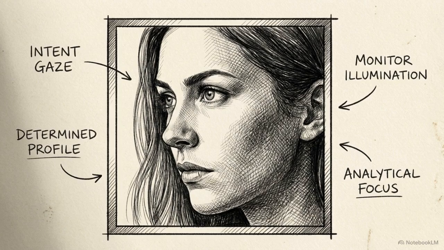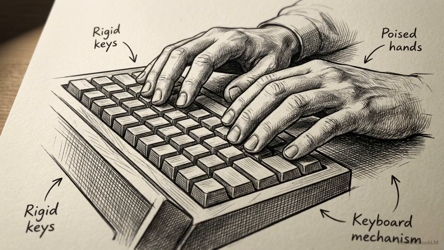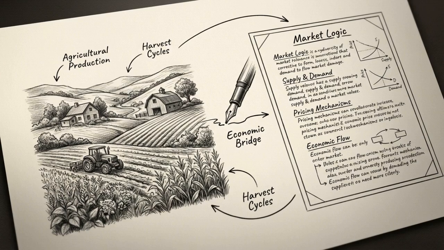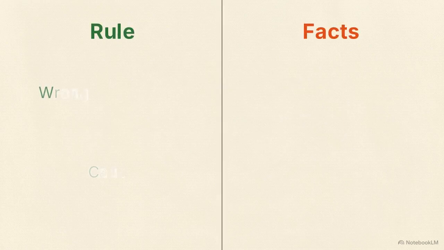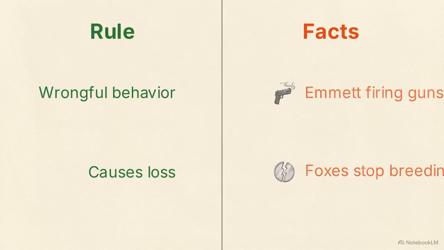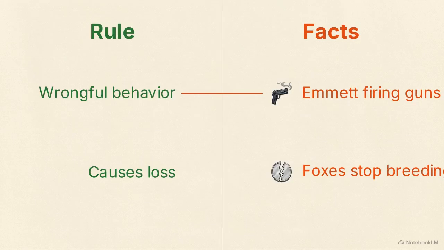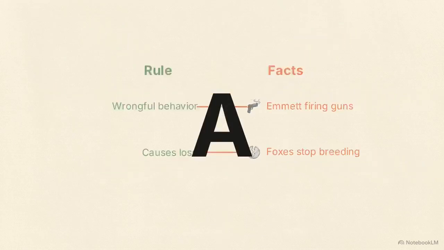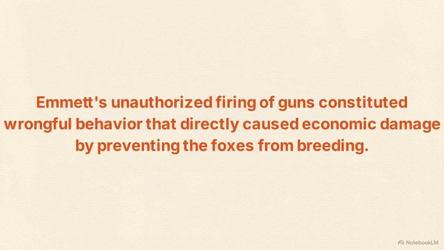This is the hardest part of the process, and it is where lawyers earn their money. You must prove exactly how the specific facts of the case fit into that universal rule. Visually map this out. Put the green rule on the left and Emmett's actions on the right. Connect wrongful behavior to Emmett firing guns. Connect causes loss to the foxes not breeding. Type in A and synthesize those connections into a single sentence.